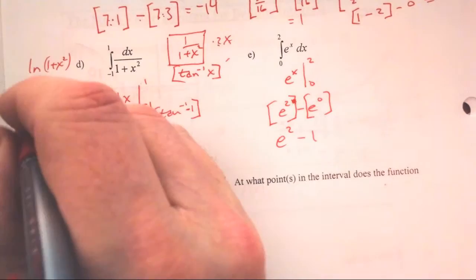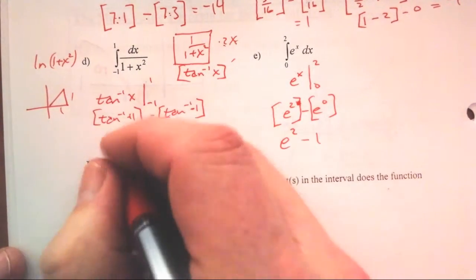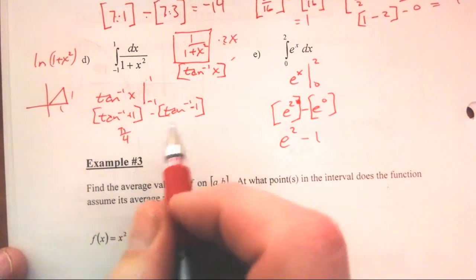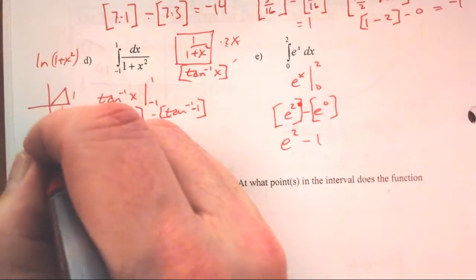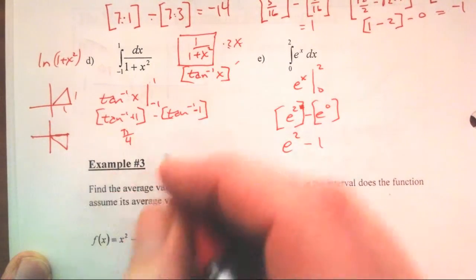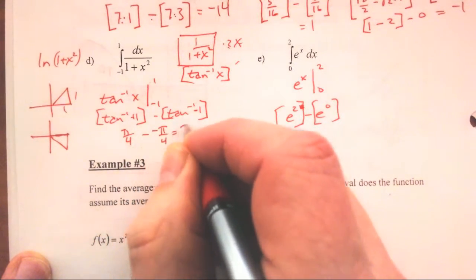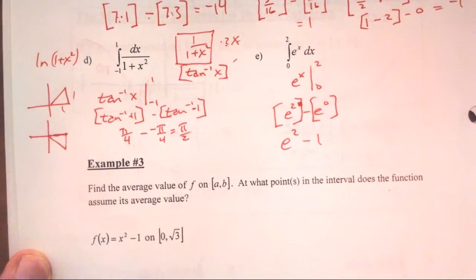When is tangent 1? Well, tangent is 1 at pi on 4. And we ask, when is the tangent negative 1? Well, the place the tangent is negative 1 closest to 0 is right here at negative pi on 4. So minus negative pi on 4, and we get pi on 2.